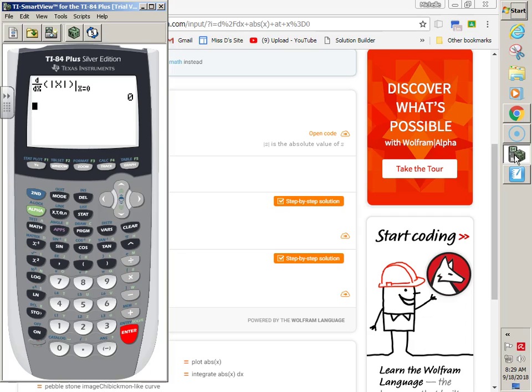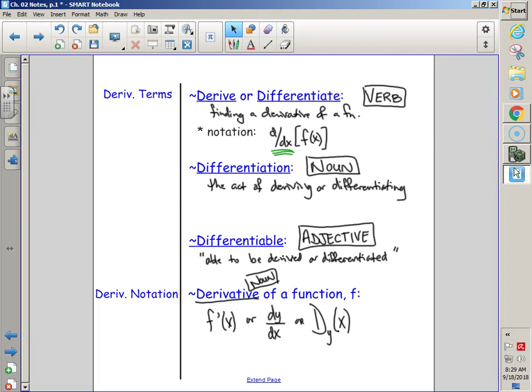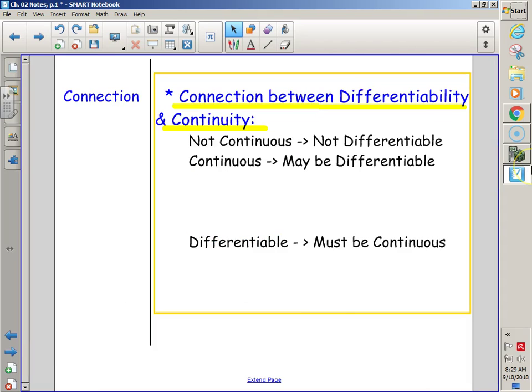Calculator's wrong. Why? Because as you look at your graph, one slope from one direction is -1, one slope from another direction is +1. If the derivative is a limit, those need to agree for the limit to exist. Does it agree? No. So what's true about the derivative? It does not exist. So here's why we were talking about all this. What's this card say? Connection between differentiability and continuity.